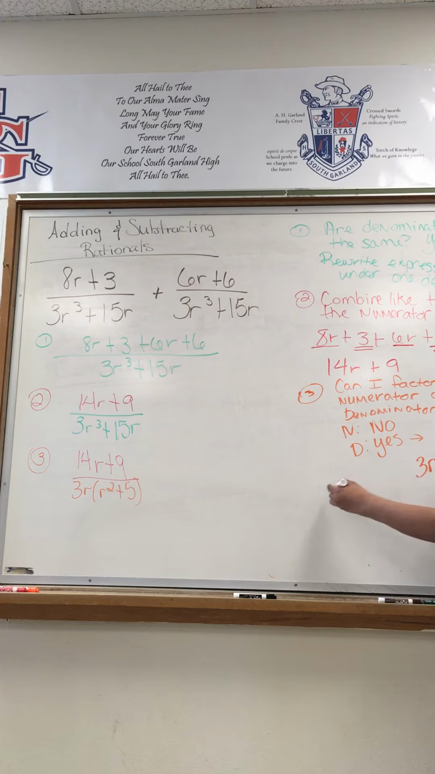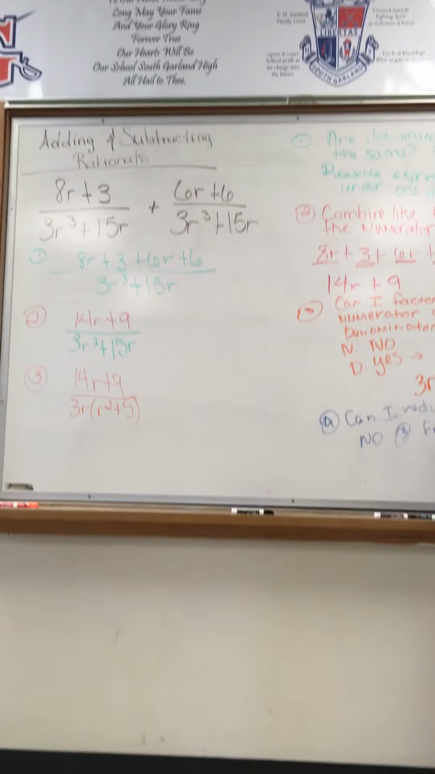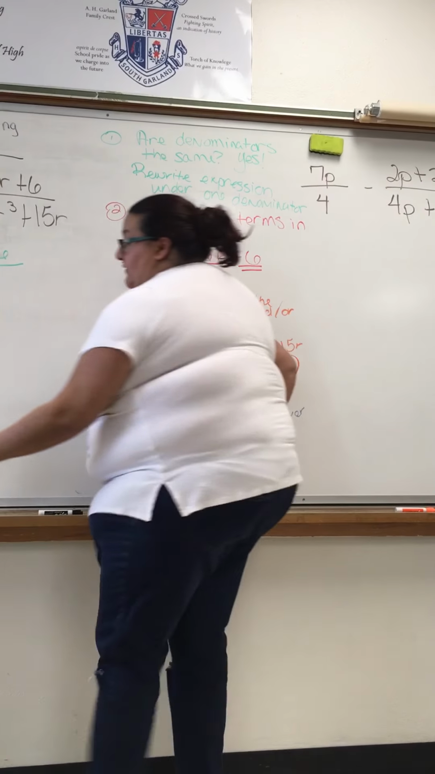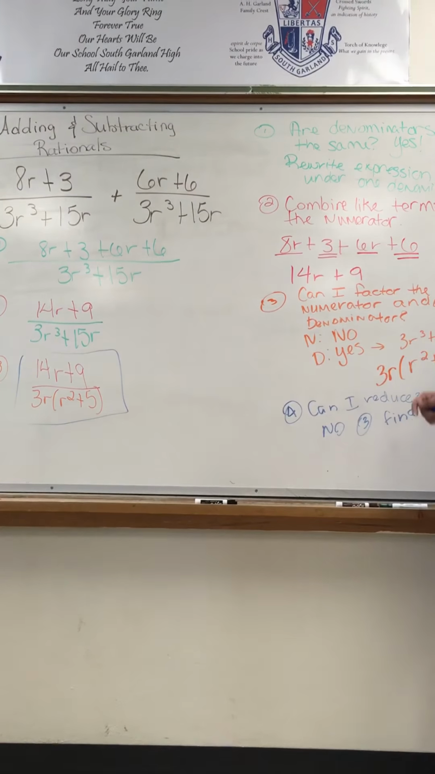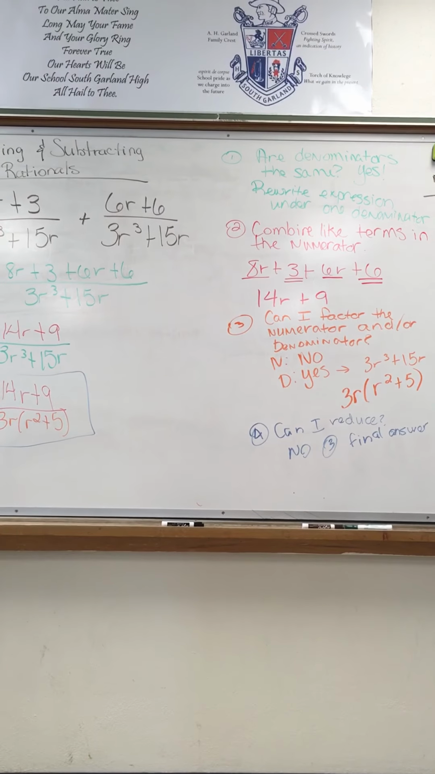Okay, so number 4 is, can I go further? So can I reduce? And the answer is no. So number 3 is your final answer. So I just circled it and put a square around that. So there it is. That is adding rationals.